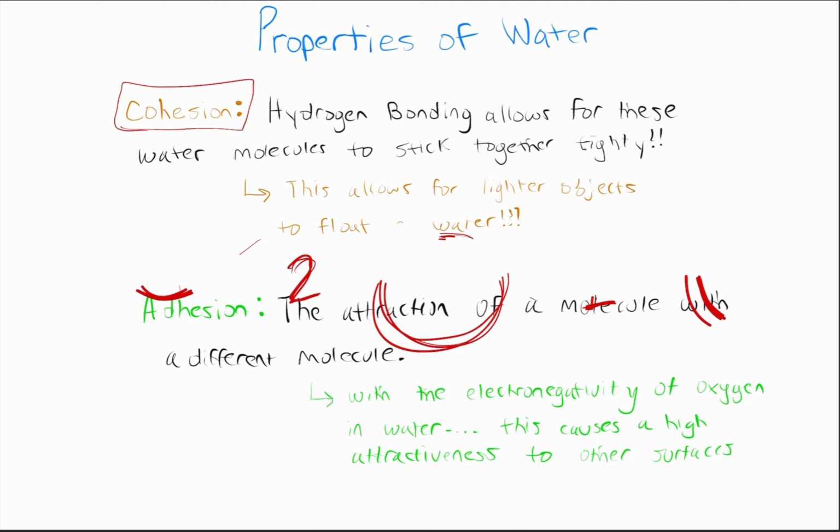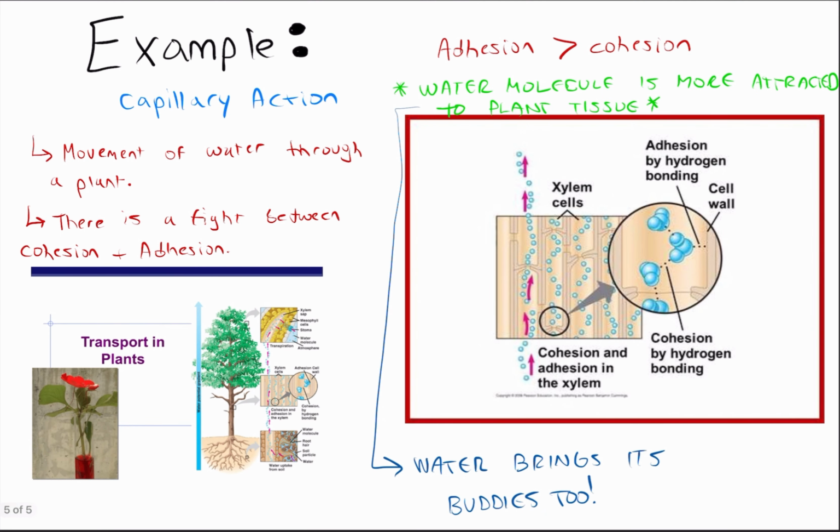Now, with the electronegativity of oxygen in water, this causes high attractiveness to other surfaces. So now we kind of get in this pickle where would water go? Does it stick to another surface, or does it stick together? Well, ultimately they stick together. However, if there's a higher affinity for another type of surface or molecule, it will do just that. An example is in capillary action. And capillary action is the movement of water through a plant.